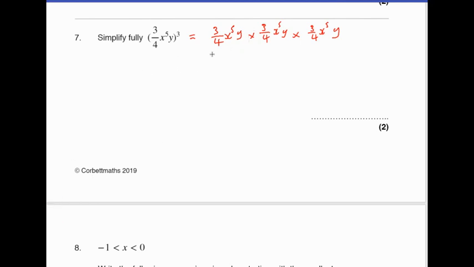But once you get more used to it, you'd end up realizing that it's each term being raised to the power of 3. So 3/4 to the power of 3 times x to the power of 5 to the power of 3 times y to the power of 3. Then 3/4 to the power of 3, well, 3 to the power of 3 is 27. 4 to the power of 3 is 64, so it's 27 over 64.